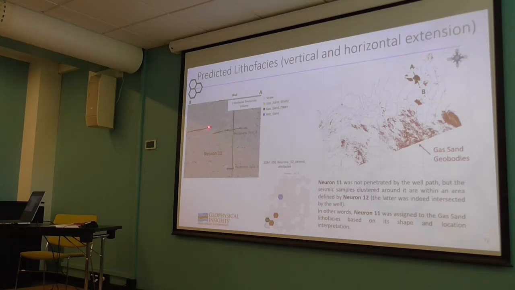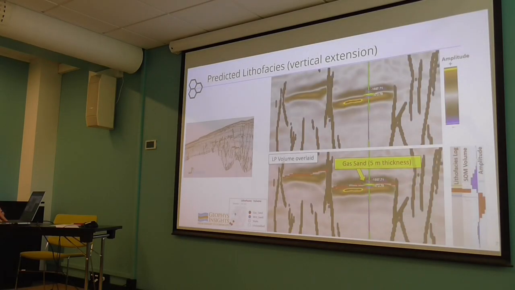And now we have a much more continuous reservoir. It just happened that neuron 11 wasn't penetrated by the well, so we didn't have any statistics on it. But this is where there's a little bit of nuance with being a good interpreter, right? Making the judgment call that I actually think that neuron is a part of the reservoir, and now we connect it, and we have a really nice comprehensive, continual gas sand.